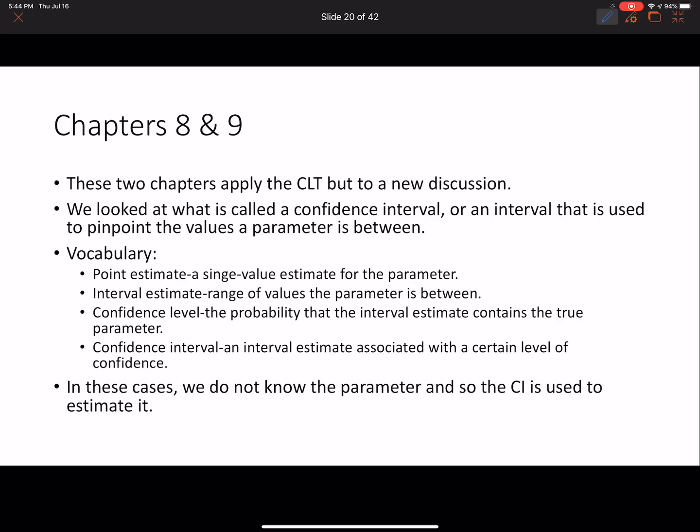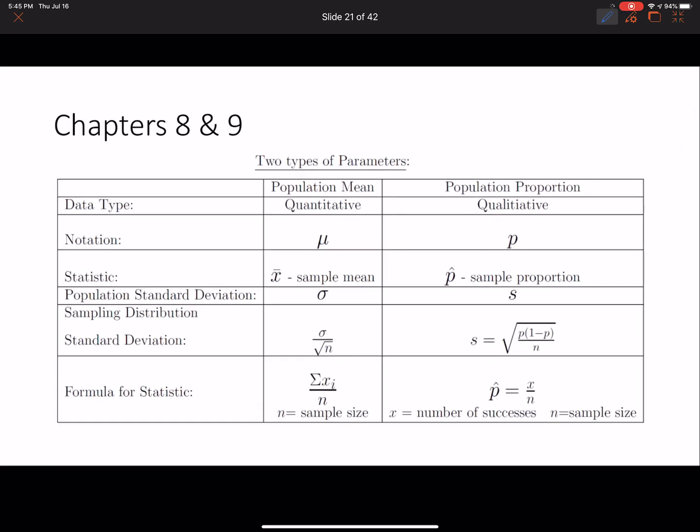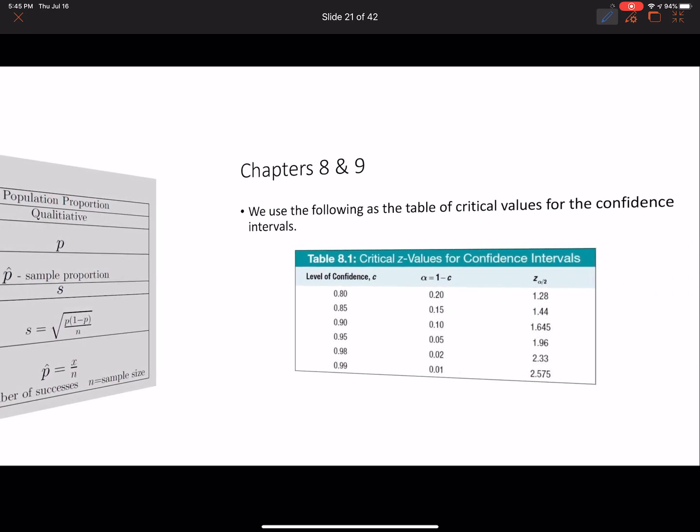Now, the last bullet point here says, in these cases, we don't know the parameter, and that's why we're using the confidence interval. As a result, the formulas that we use have to surround the statistics, because that's what we're using to make these assumptions about the parameter. And of course, we deal with the two categories, the mean or the proportion, so more formulas there. These are in the guided notes, so just a reminder of all the symbols. That stuff's going to come back to us.